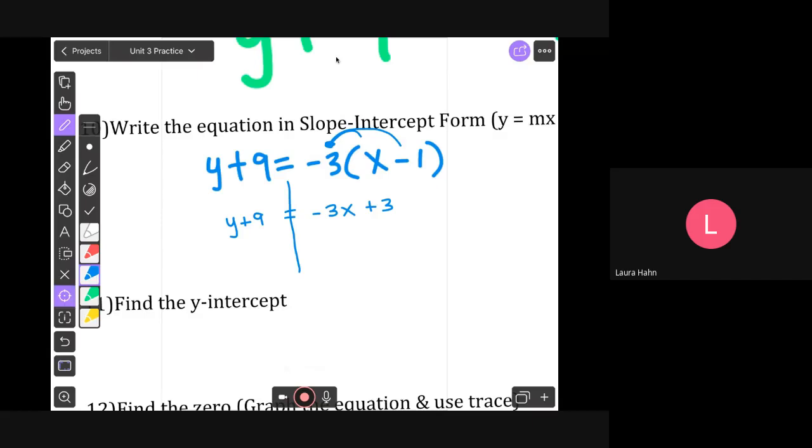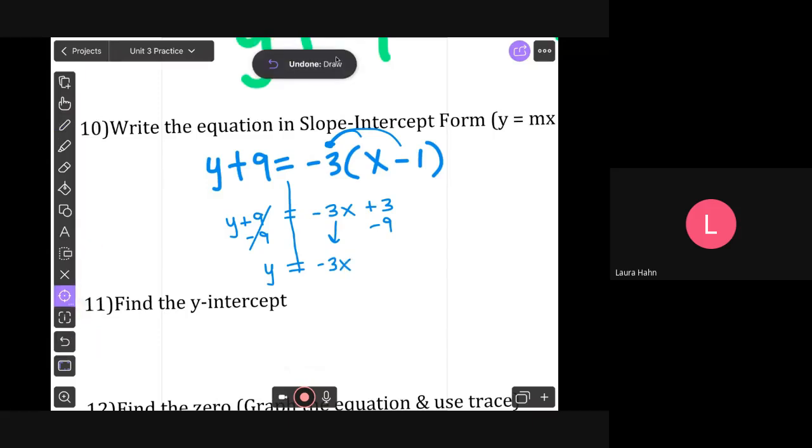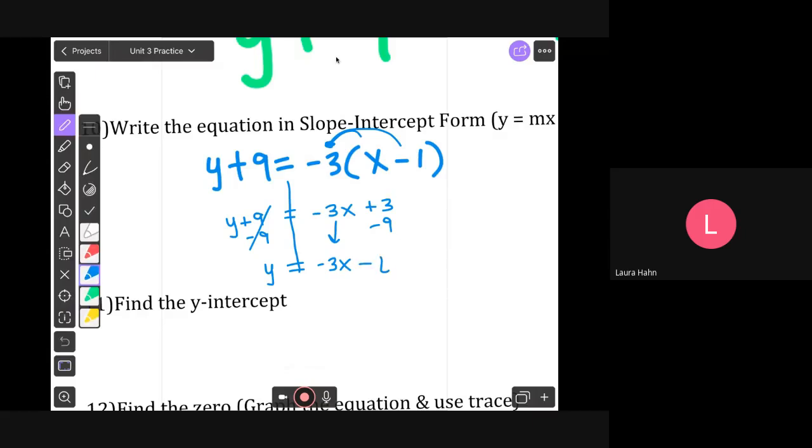Well, y would be alone if this plus 9 wasn't beside it. So I'm going to get rid of plus 9, and to do that, I do the opposite. I'm going to take away 9. What I do on one side, I do on the other. Notice I keep my like terms lined up. My plus 9 and my minus 9 cancel, so y is now on that side by itself. On the right side, I did nothing to my x's, so those negative 3x's can drop. I had a positive 3 and I subtracted 9. 3 subtract 9 is a negative 6, so I'm going to write that as a minus 6.